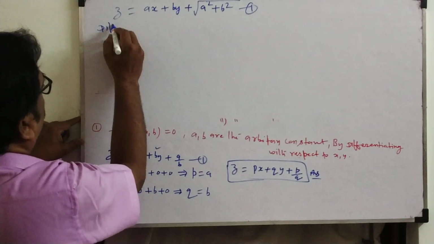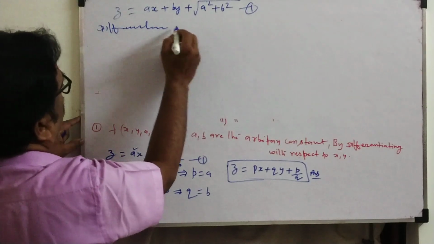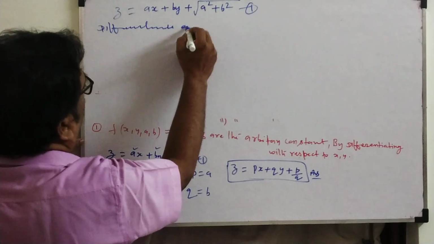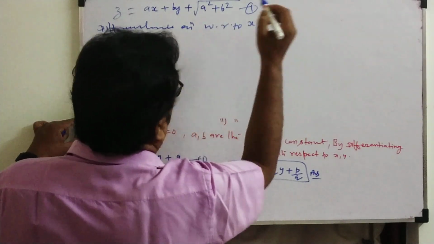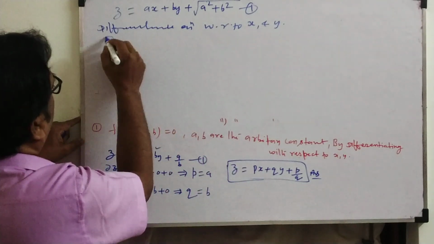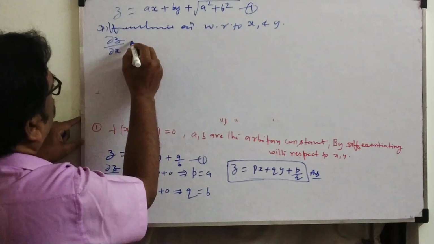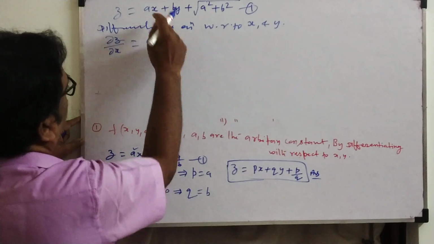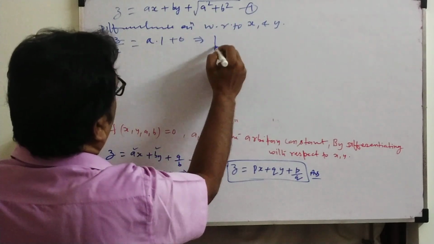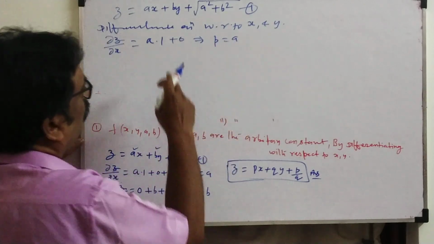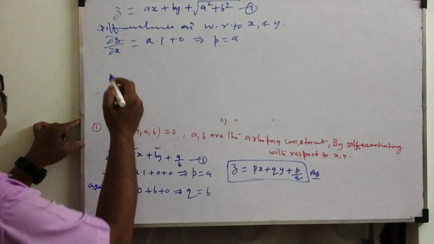Differentiate equation 1 with respect to x and y. You write like this. Then what will be there? Dou z by dou x equal to a into x differentiation 1. The remaining part will be 0. So that means p is equal to a. Here again it looks like a big expression, but see how small the answer will be.